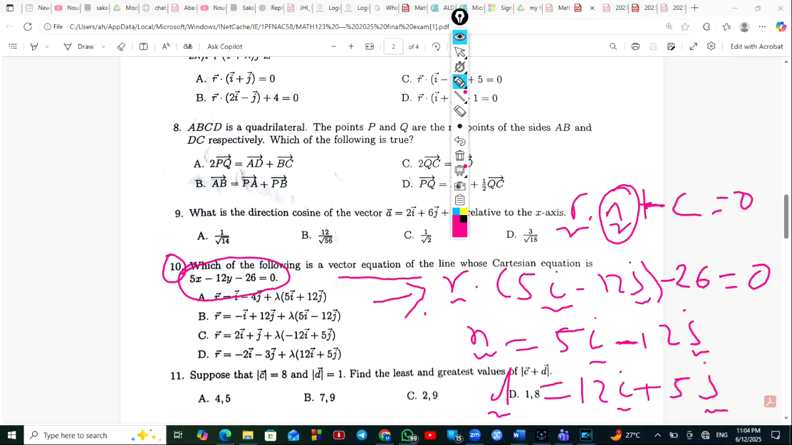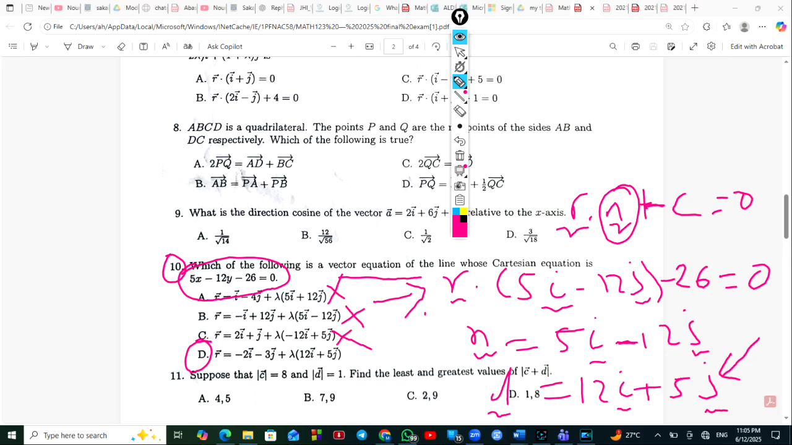So which of the following is a vector equation of the line whose Cartesian equation is this? The vector equation will have the direction vector 12i plus 5j. So from here we can cancel out option A, option B, and equally option C. So the only remaining option is D.